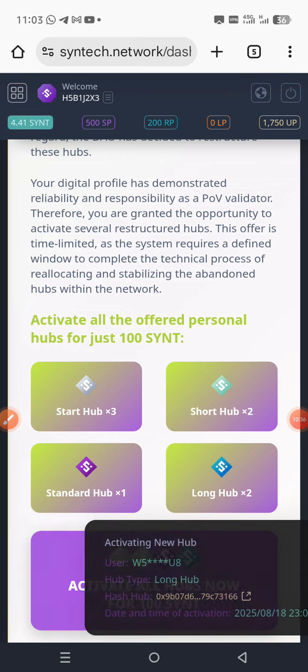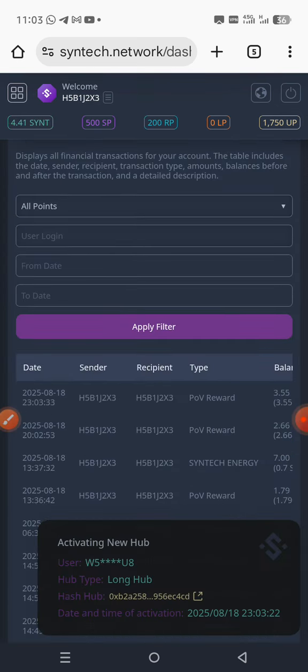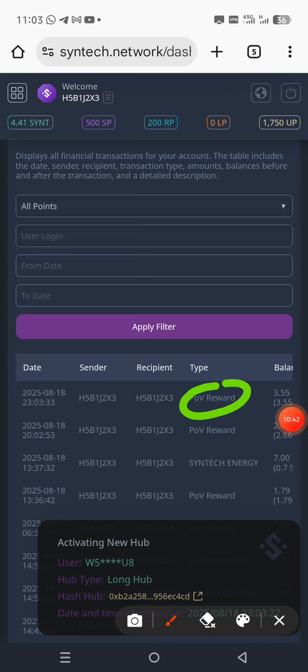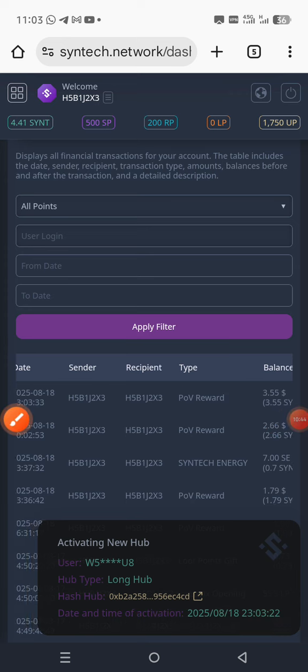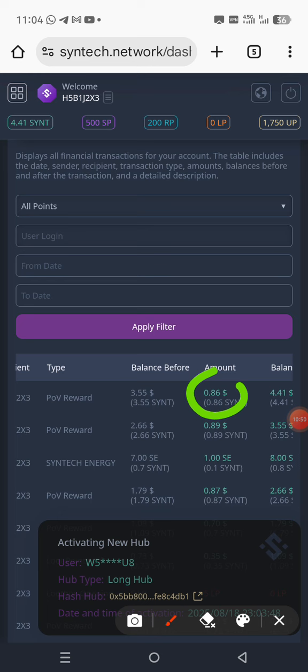So let's click on the Synth token here. Now let's scroll down. Okay, this is the POV reward I just got. Let's go to the right. You see how much money I make right now just by performing this. I got $0.86, almost $1.